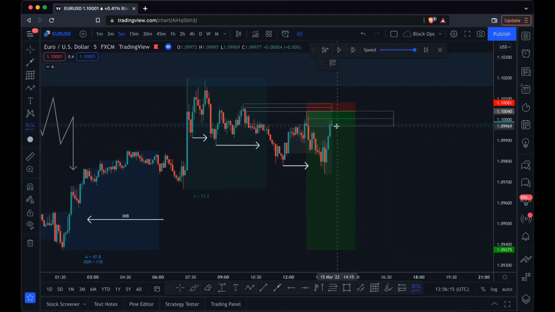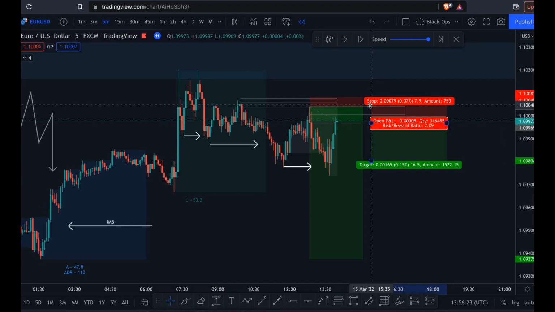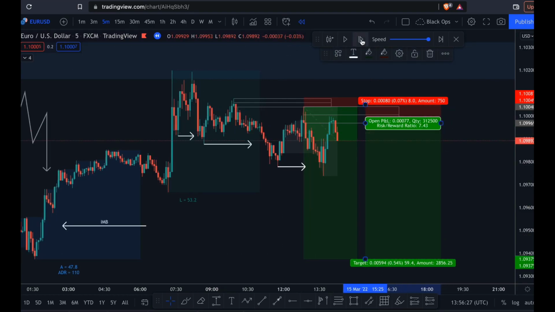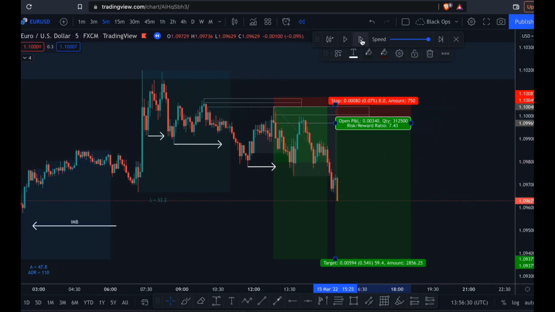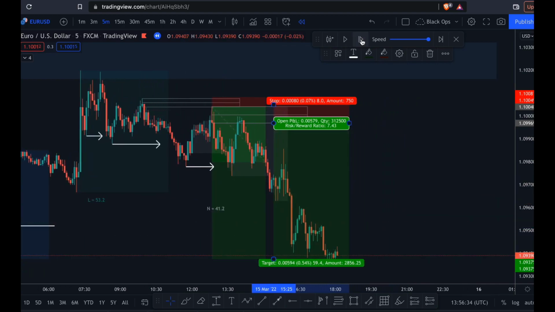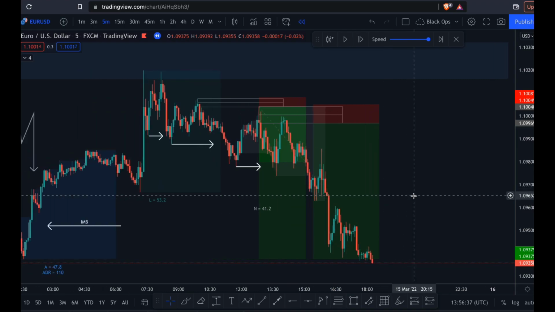Price taps in very nicely. We can enter this trade over here. So let me just put my stops just above. So let's just go 8 pips just because we can, and let's see what happens. And as we can see, price just rallies down and it completes our trade very nicely.